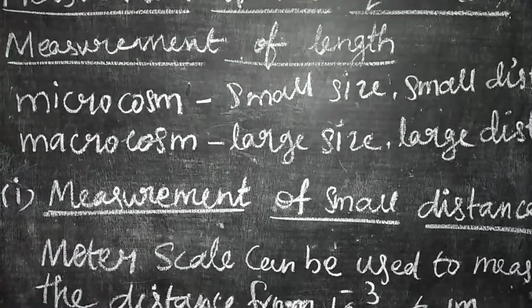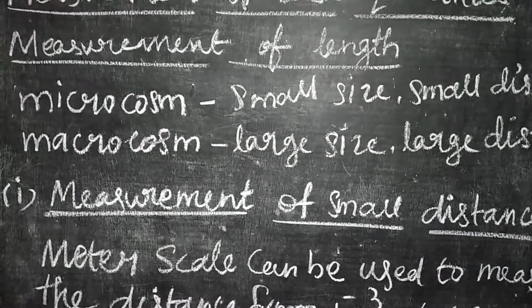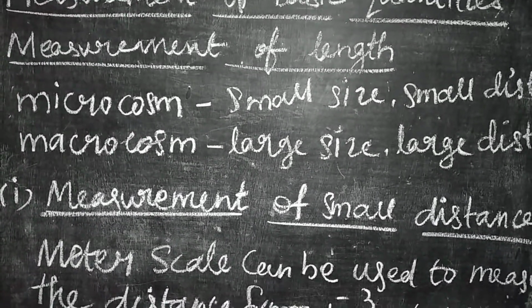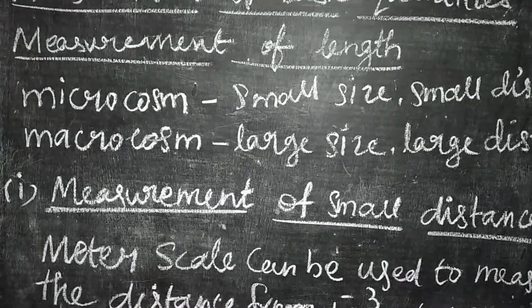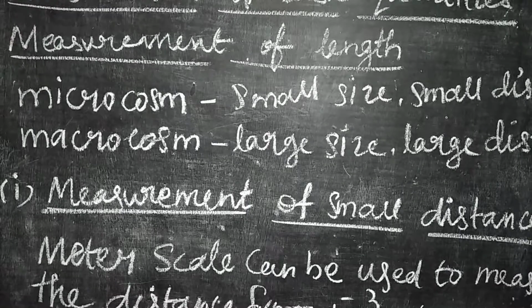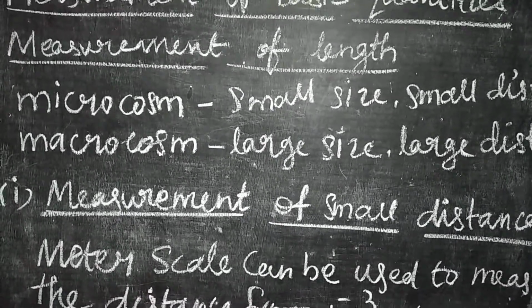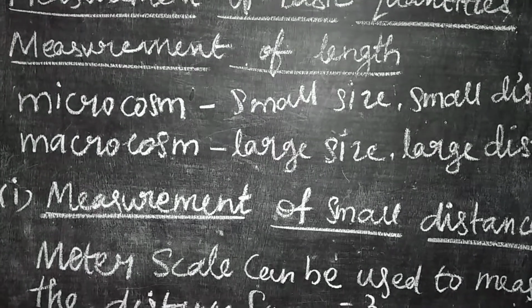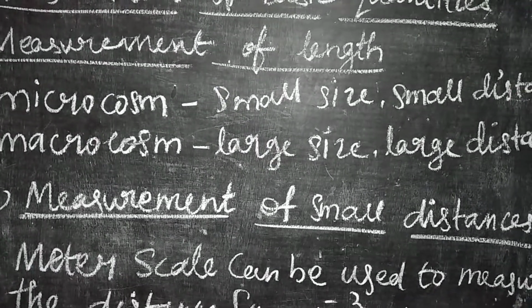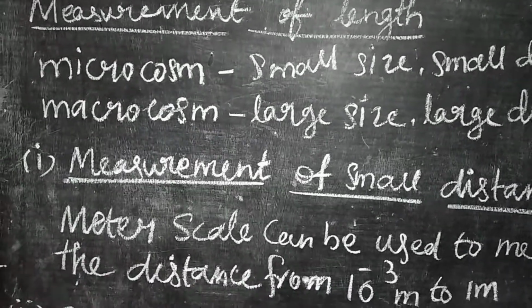Macrocosm means large in size, large in distance. For example, study of size of the earth, size of the sun, size of the planet, size of the star, or study radius of the earth, radius of the sun, radius of the star is called macrocosm.